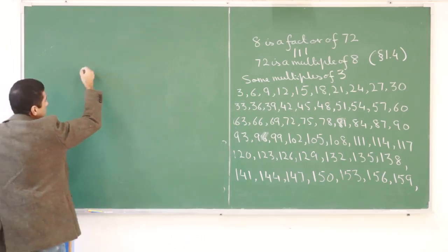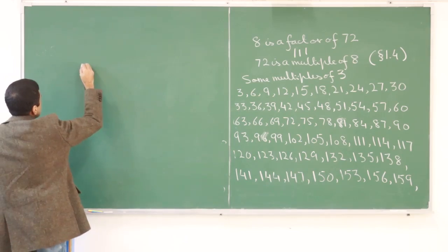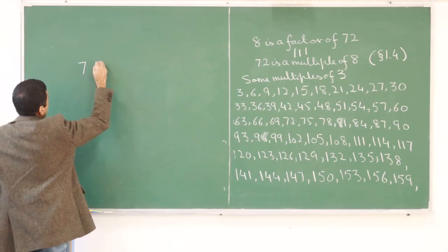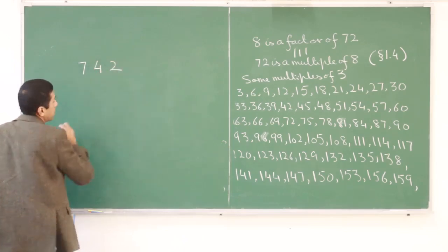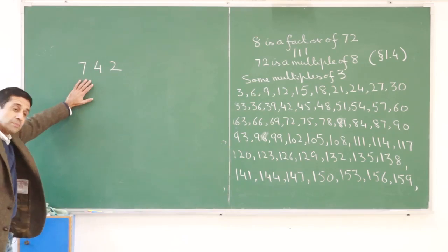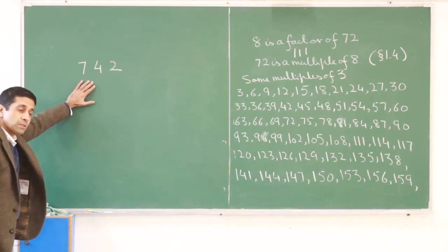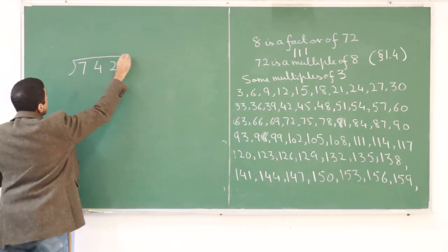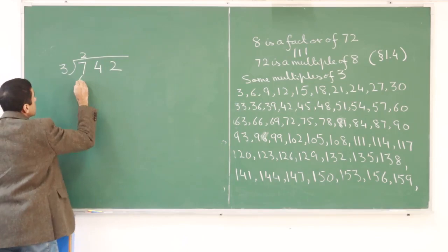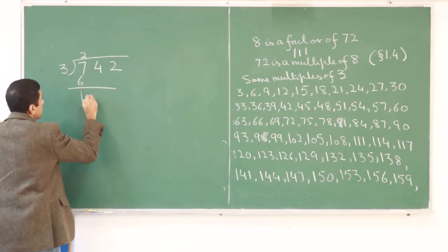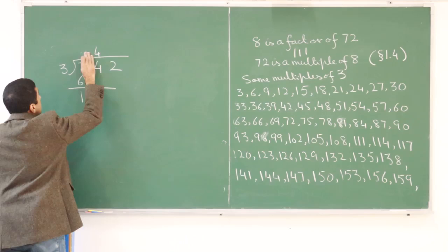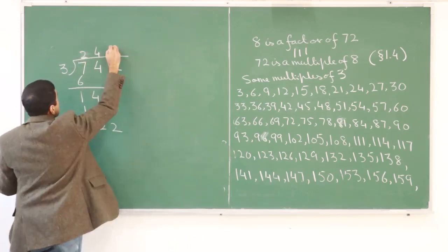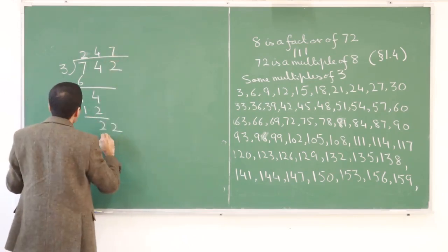And pick a random number. Just give me any large number in hundreds. 742. Okay? 7 plus 4, 11, plus 2, 13. This will not divide 3. That's another statement that I'm giving. Let's try. 2 3s are 6, 14. 4 3s are 12. And if you don't believe me, you can use a calculator and check later that this is correct by multiplication.